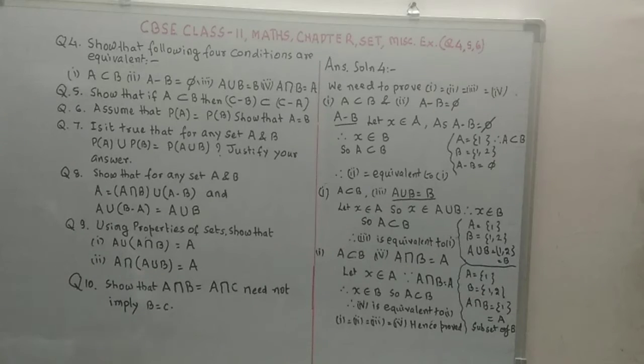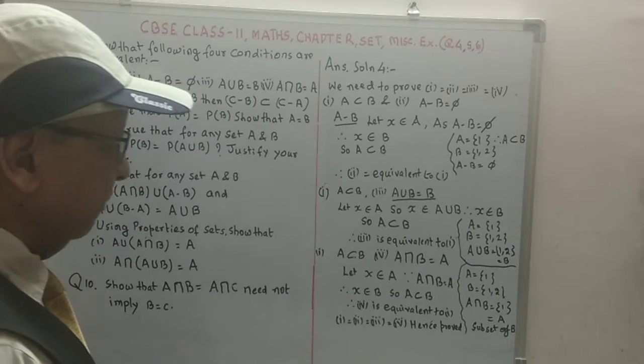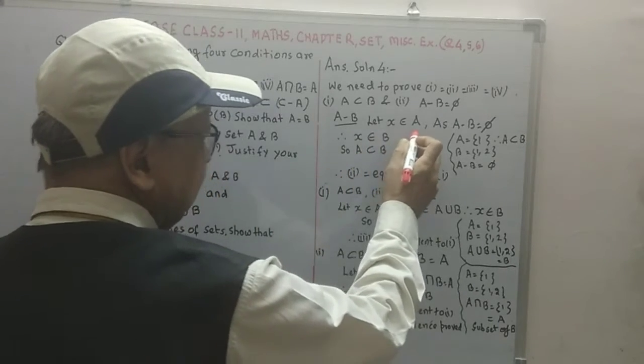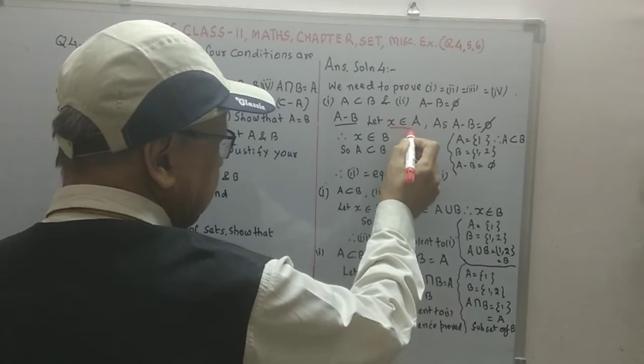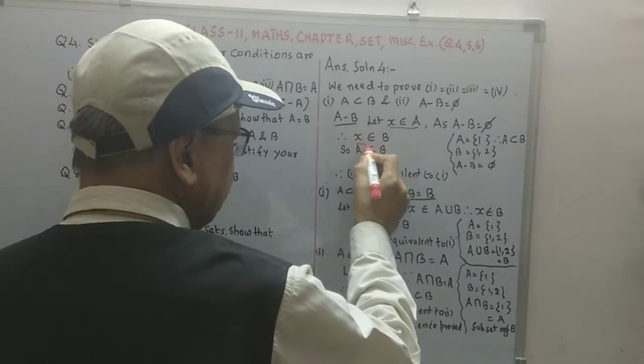So taking 1, A is subset of B. Now take number 2, A minus B is phi. A minus B, let X belongs to A. As A minus B is phi, X belongs to B also.